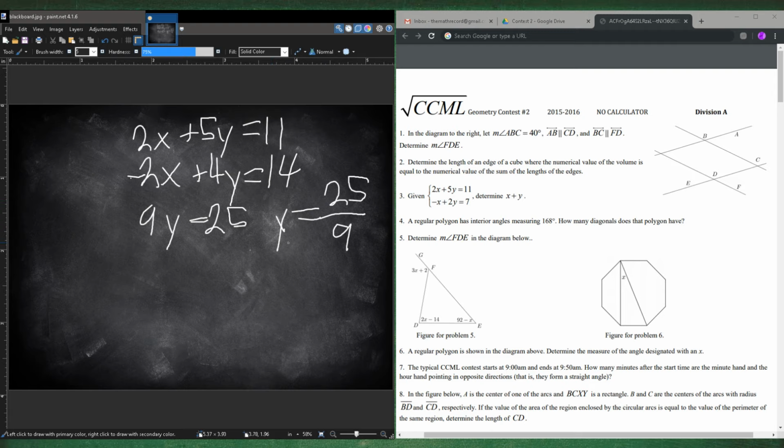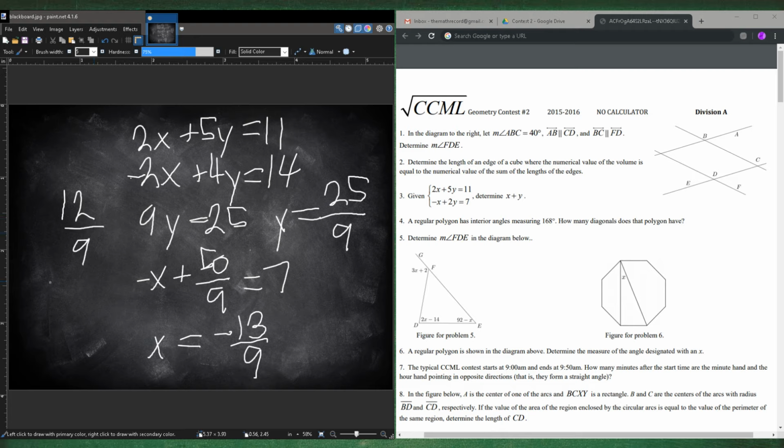Now you put y back into one of the equations. Let's put it in the original second equation. And then we get negative x plus 50 over 9 equals 7. So x is equal to negative 13 over 9. So adding them together, you get 12 over 9, which simplifies to 4 over 3. So your answer is 4 over 3.